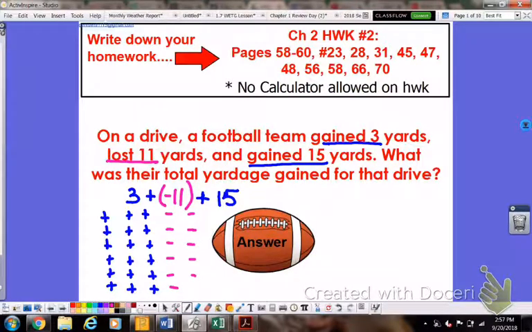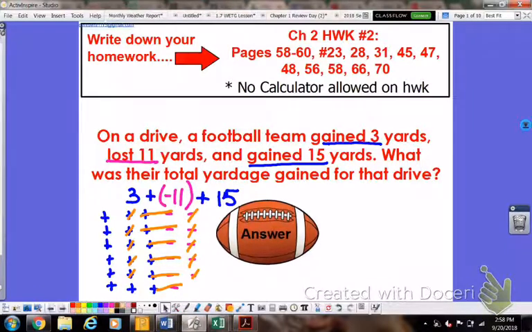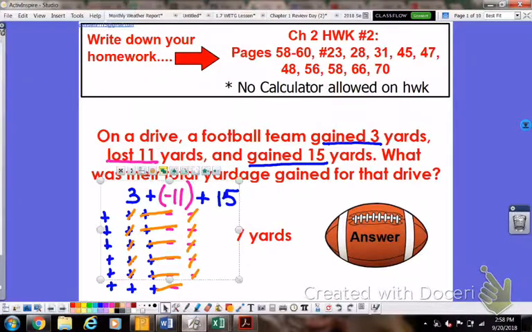Now we want to look at what's going to cancel out for us. Remember, each positive cancels each negative. So here's cancel, cancel, cancel. We cancel the whole row. Then I have 5 negatives and 5 positives. And what are we left with? We have 7 positives. So what was their total yardage gained? Let's check our answer. 7 yards. So positive 7 yards. There's no sign there meaning positive, and of course we labeled it. Okay, so there's a word problem. You had one like that in your notes.